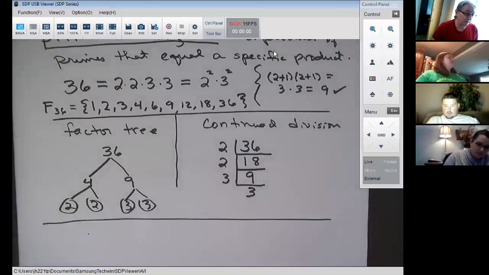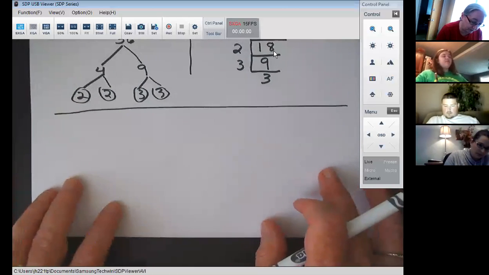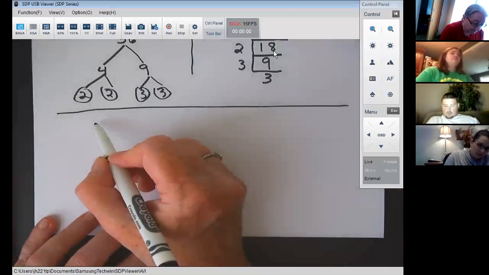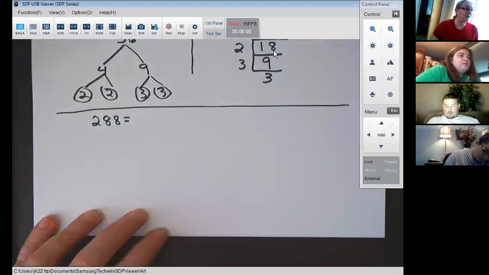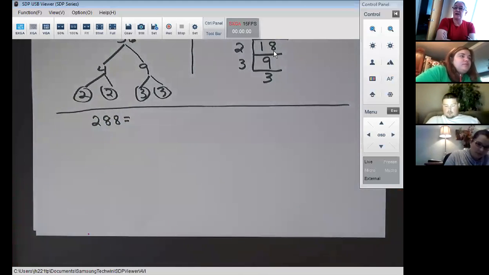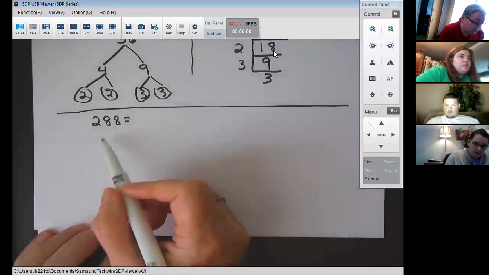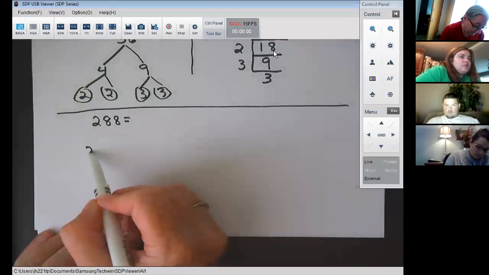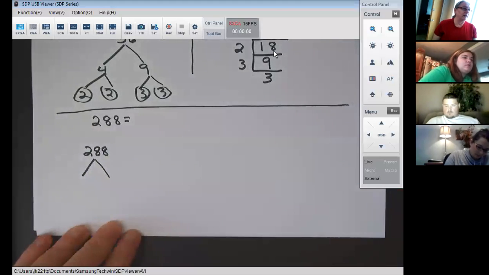So let's say that I want the prime factorization for 288. Okay, so most of us probably can't come up with the prime factorization for 288 in our heads. We might have been able to do 36 if we just thought about it a minute, but 288's probably got enough going on that's a little harder. All right, so I'm going to go ahead and use my factor tree to come up with my factorization.